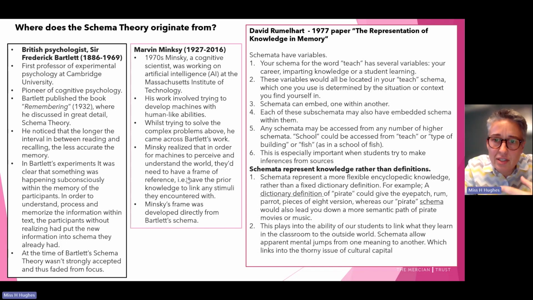He went on and said that schemata represents a more flexible encyclopedic knowledge rather than this idea of definitions. So the idea of pirate, for example. You might be teaching about pirates, or their impact in history, obviously. So in your head, you've got, oh yes, when I'm teaching them about pirates, there's an eye patch. I don't know, there might be Johnny Depp, all these ideas. But we've got to be careful, because you could be semantic and say, well, pirate movies, pirate music. So you've got to give a very specific example.